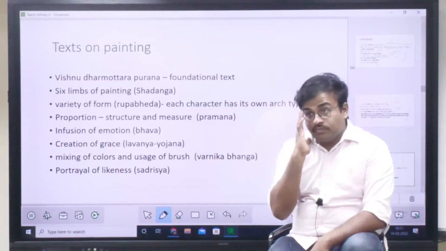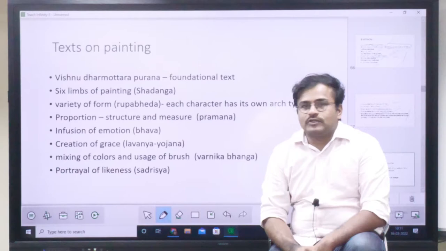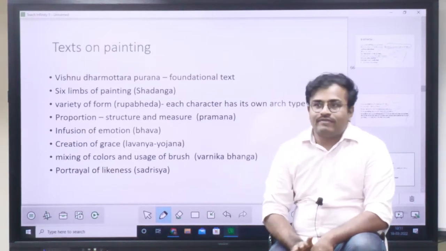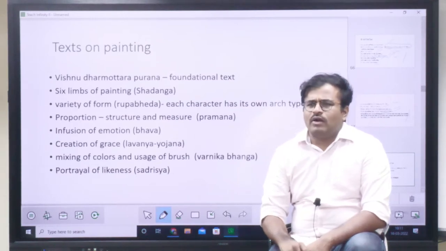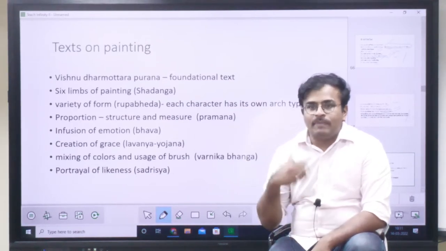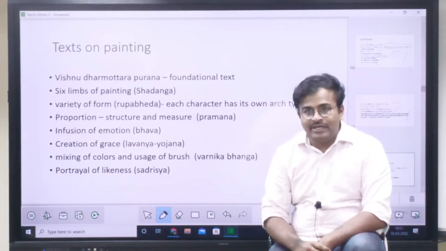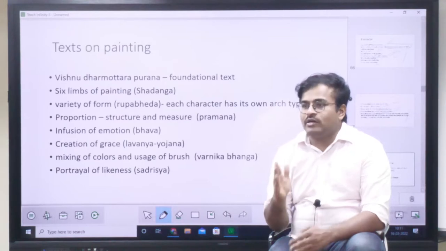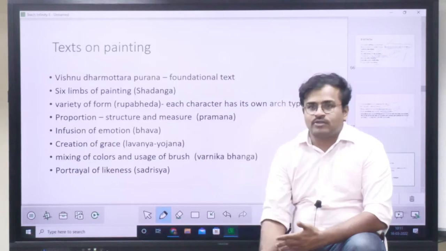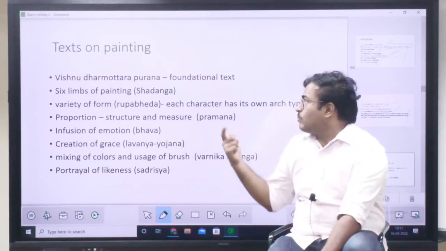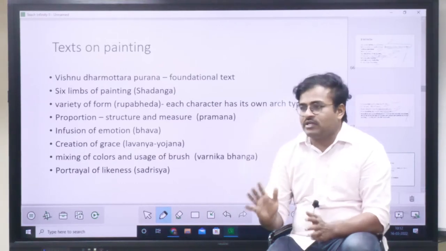Now, when it comes to the painting tradition in India, from the historical period on, initially there were some texts on painting in India, and these texts talked elaborately about what a model painting should look like, what the elements of a model painting are, and by which criteria a painting can be judged. Of these textbooks, the most important is the Vishnu Dharmottara Purana. It is considered to be the foundational textbook for the painting tradition in India.